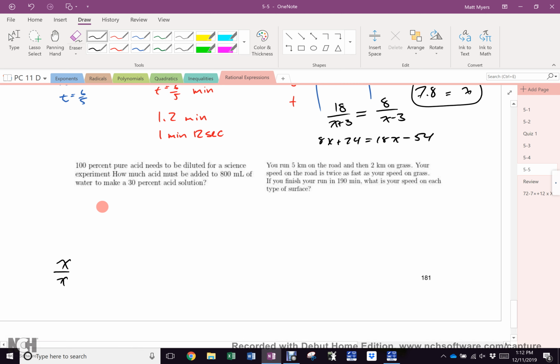830. How much of it will be acid? Not 30%. 30 milliliters, right? I haven't changed the amount of acid. I've just added water. Yes? So where does the 800 go? Numerator or denominator? Numerator.